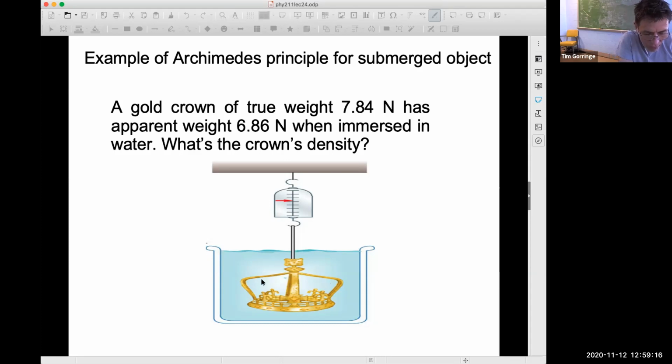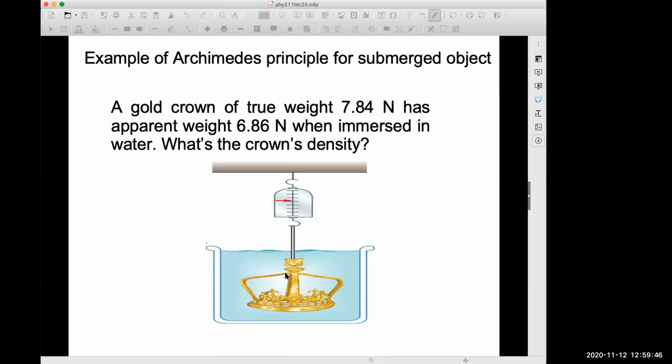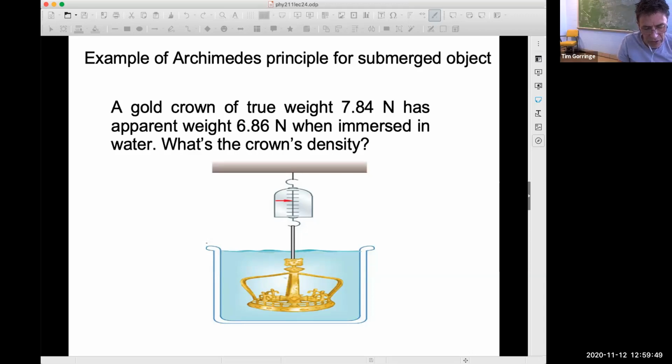And of course, it's a shape where I can't really just weigh it, calculate its volume, and divide its mass by its volume to determine the density. The shape's too difficult to determine the volume. Rather, what I'm actually going to do, firstly, I'm going to weigh it with these scales outside this tank of water. That I'm going to call the true weight of the object. I'm just going to hang the crown from the scales and measure its true weight. And then I'm going to place the object in the tank of water and measure its apparent weight in the tank of water. And that's what I did.